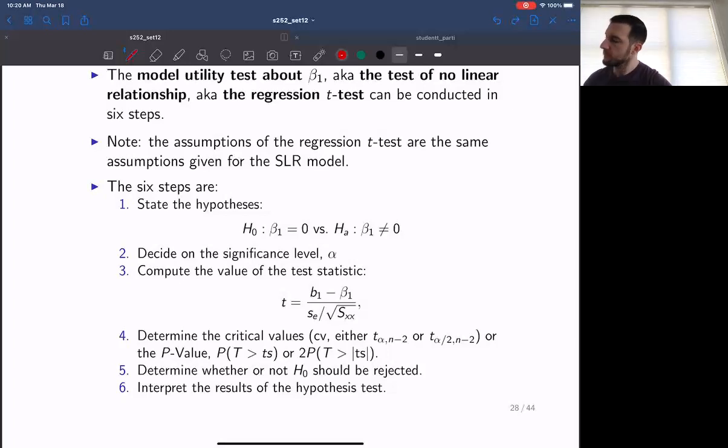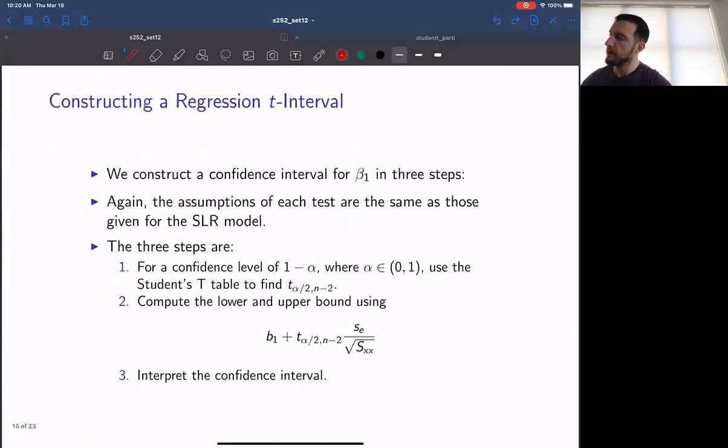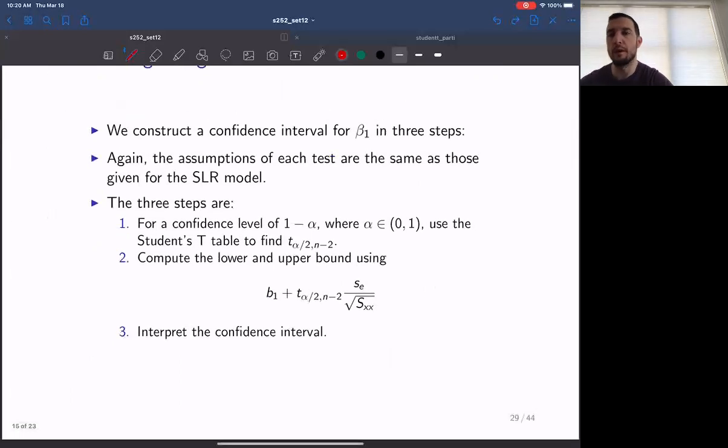All right, we can also construct a confidence interval about beta 1. In the context of the model utility test, the interval can serve the same purpose. So if the interval does not contain 0, that implies that there actually is a usable slope, or rather that implies that there is a meaningful relationship between y and x. So the interpretation of the results is the same from the hypothesis test and the confidence interval.